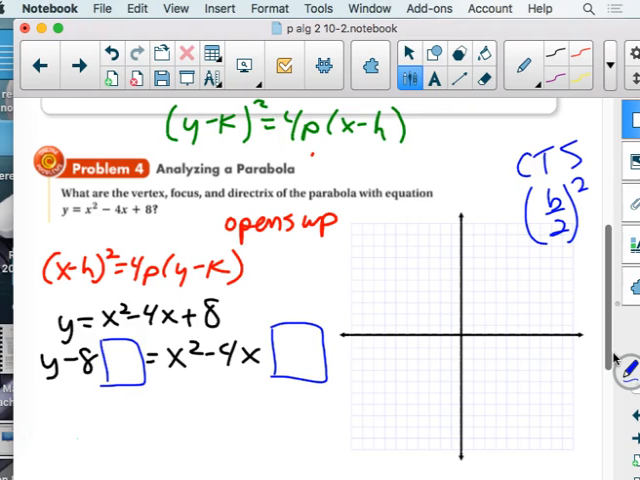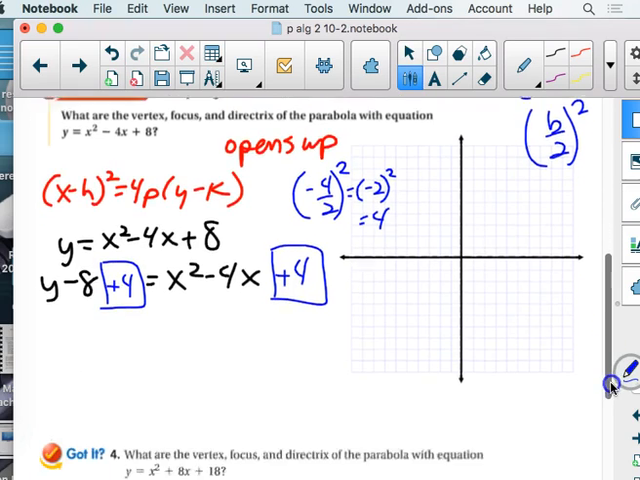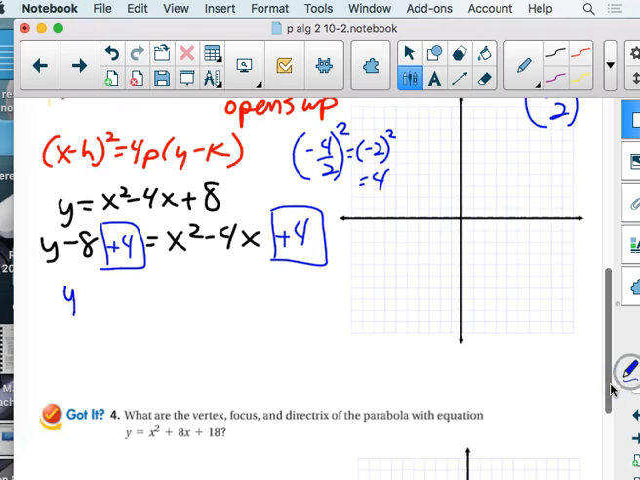So here's what we do. Ax squared plus bx. Okay, b is negative 4. So I have to take negative 4, divide it by 2, and then square it. Okay, that's negative 2 squared. That's 4. I want to put a 4 right there to make that a perfect square trinomial. But whenever we do one side of the equation, we have to do the other. So let's see what this looks like now. Y minus 8 plus 4 will be y minus 4. And now we have that perfect square trinomial.